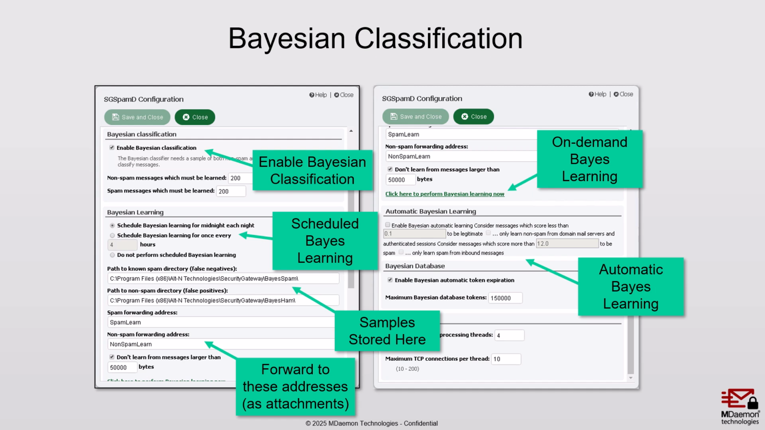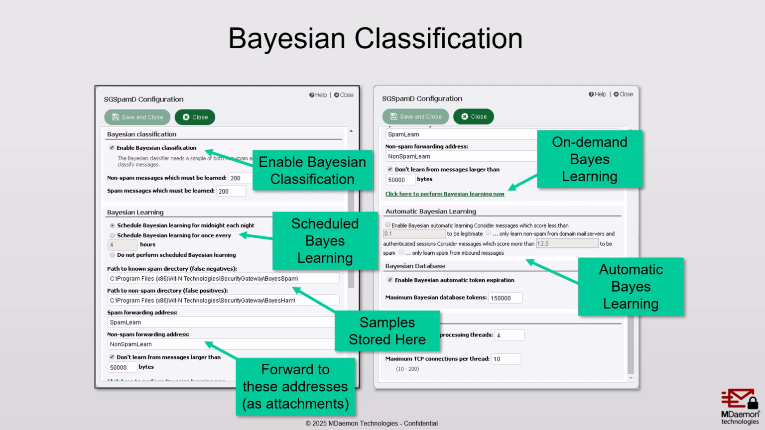And you can configure a spam and non-spam forwarding address, so spamlearn or hamlearn at example.com. To use those addresses, if a user receives a spam message that they want to send to the spam forwarding address, they could send that message as an attachment, not just forward it, but actually attach it to an email message and send it to spamlearn at whatever your domain is, for example. And that will help train the spam filter by feeding it to Security Gateway's Bayesian learning engine.